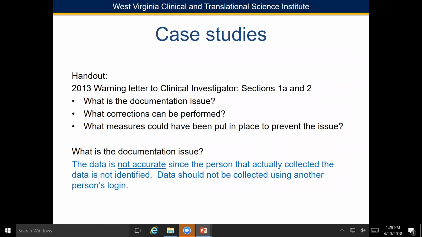The issue is that it's not accurate. The person that actually collected the data is not identified, and the data should not be collected using another person's login. And I chose this example because we're getting more and more electronic systems. People don't always transfer the information that we've learned about good clinical practices and good documentation to electronic systems. But this is a really good example of something that you wouldn't do on paper, you can't do in real life. If the patient was responsible for documenting their own data, nobody can go in and document it for them.